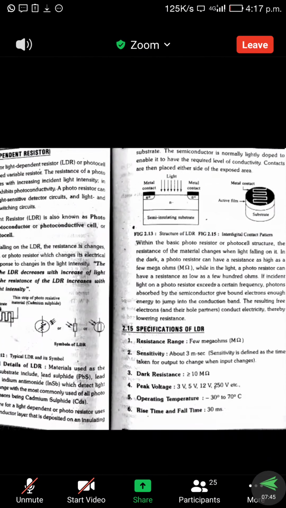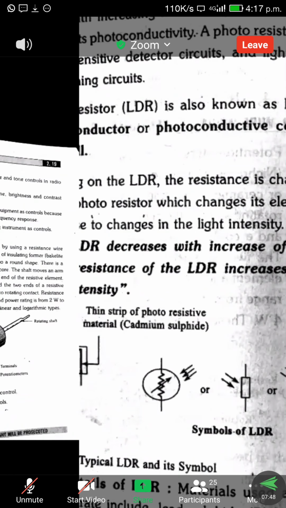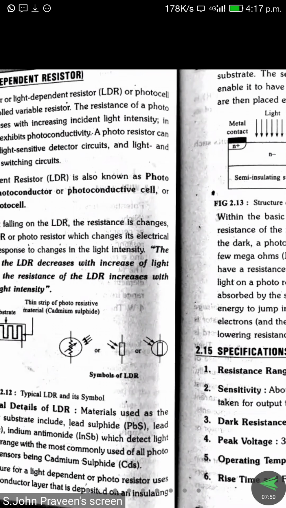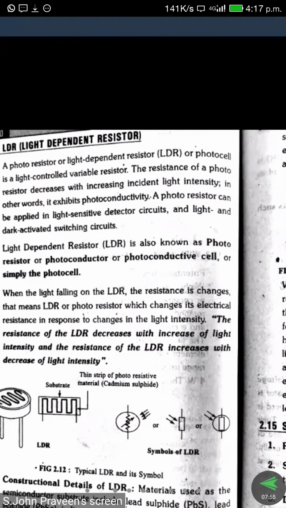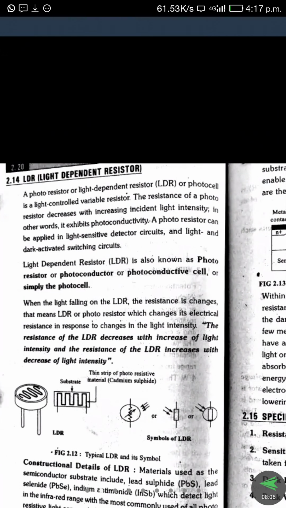Next, LDR, light dependent resistor, means the resistance value will change with respect to the light. So if the light intensity is more, the resistance value is less; if the intensity is less, the resistance value increases. We can observe here that the resistance of an LDR decreases with increasing light and increases with decreasing light. So that is a major concept. No need to remember all the things on the diagram, just remember the major concepts.